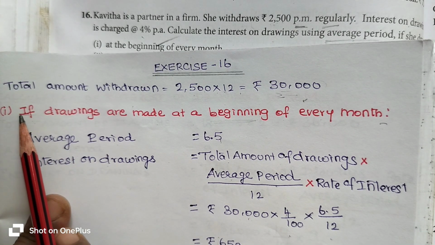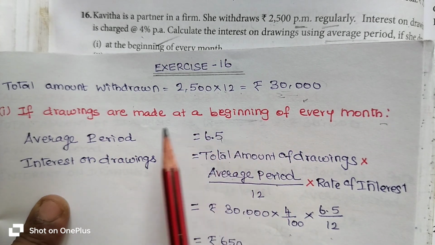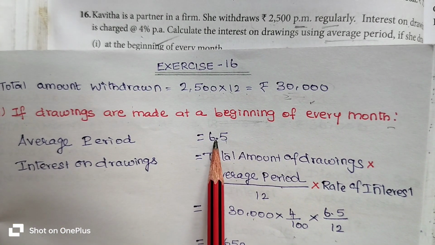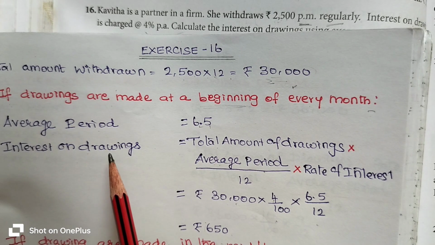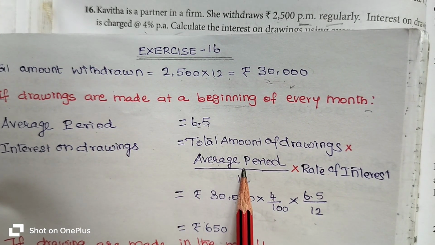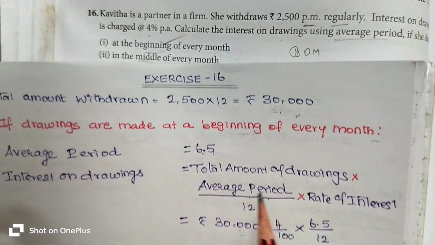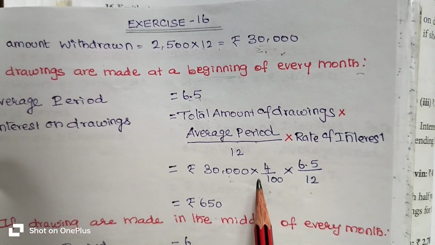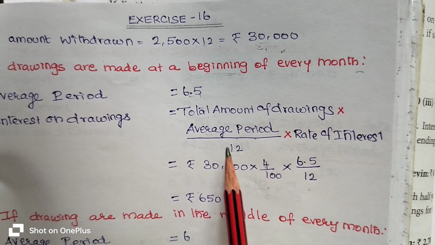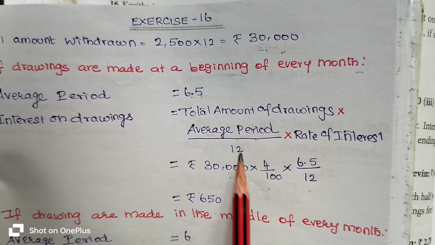The first situation is: if drawings are made at the beginning of every month, the average period is 6.5. Now we calculate it. What is the format for interest on drawings under the average period method? Total amount of drawings into rate of interest into average period. The total amount of drawings is 30,000 rupees. Rate of interest is 4%, so 4 by 100, into average period divided by 12. The average period at the beginning of every month is 6.5, divided by 12, as per the format.